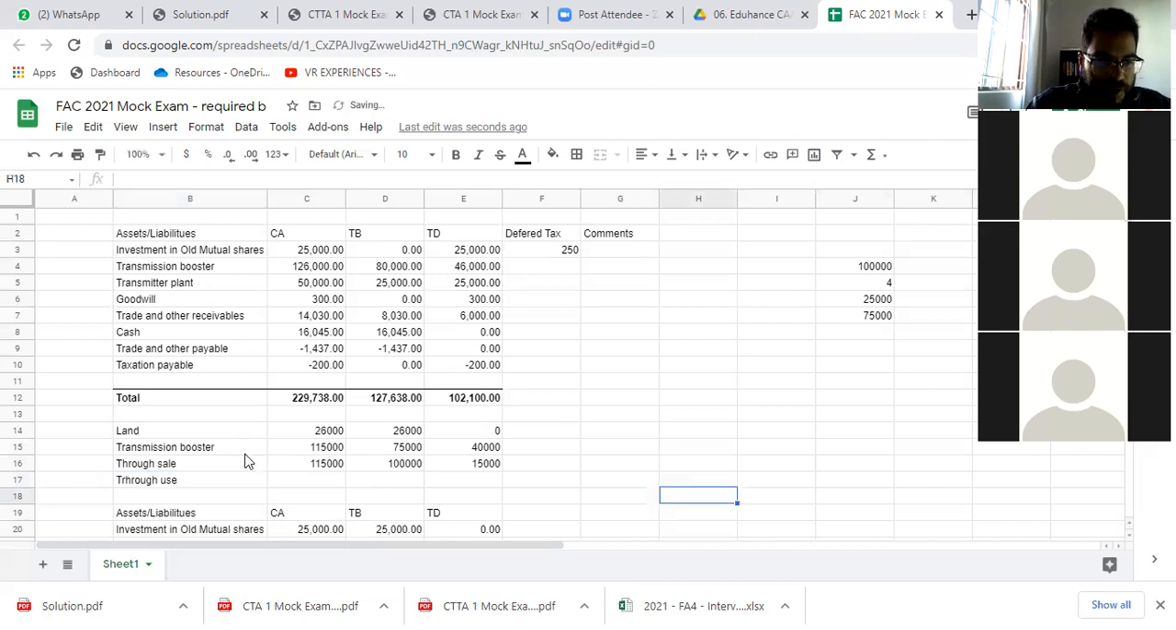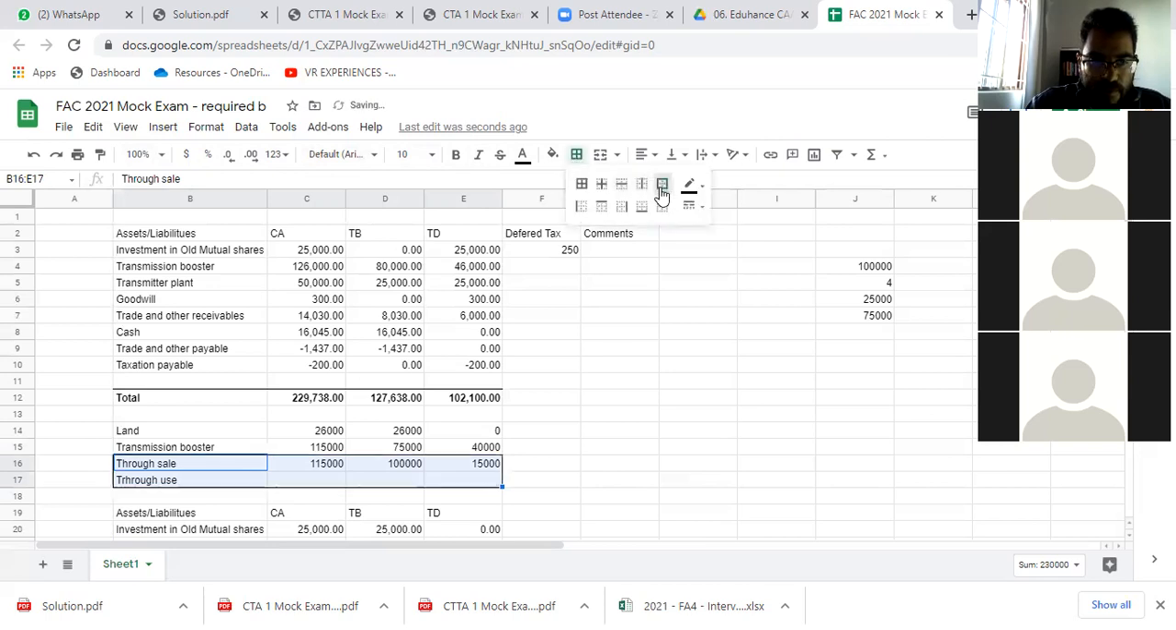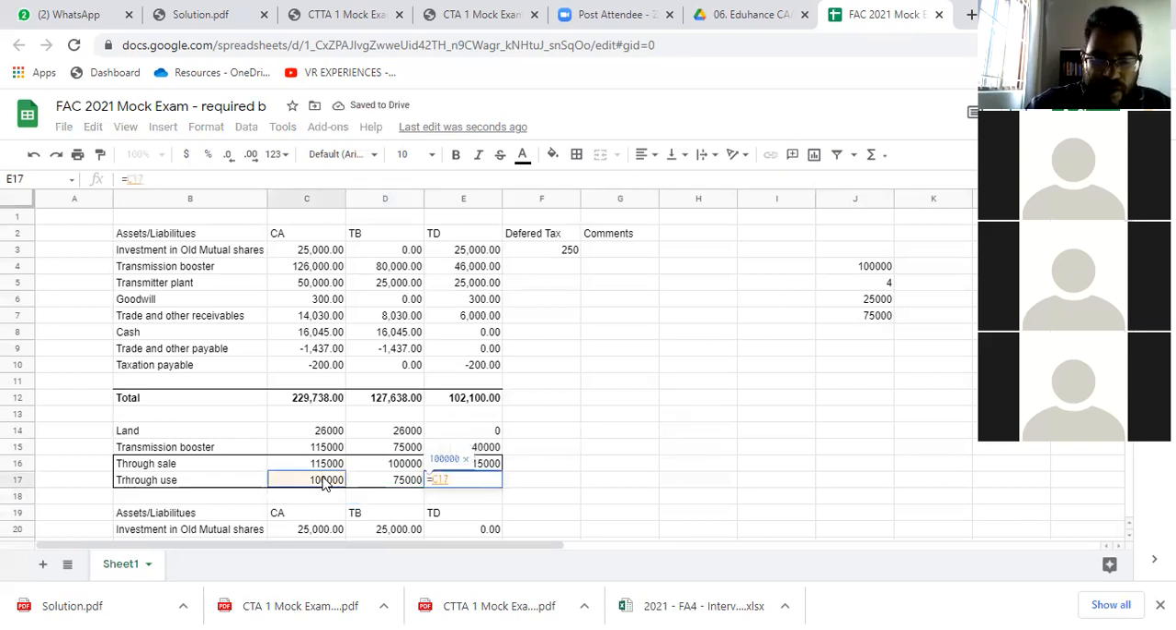If I just do that, it would be, I think, 115. Then it's going to be 100 minus 75, which will give us our 25.